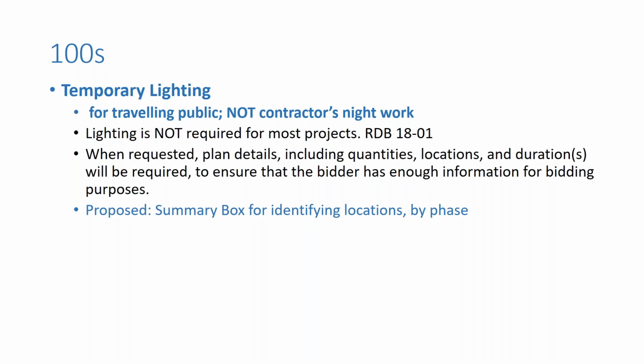Therefore, we have a new summary box that will also be available in the January 2019 CADD release. And the summary box does require that the locations be identified by phase, along with the number of light poles that will be used. This will enable the contractor to be able to determine how much conductor and other materials are needed to support those light pole locations that are identified.